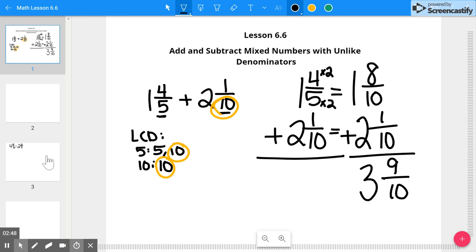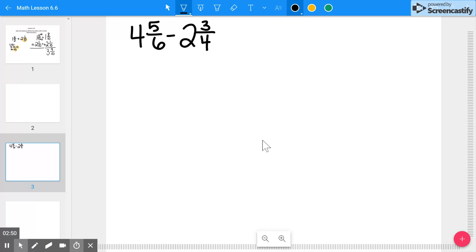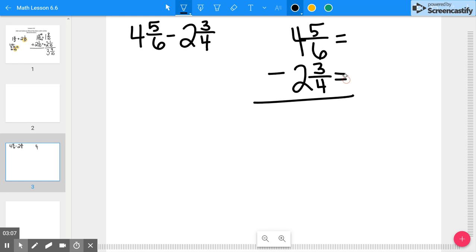Let's look at a subtraction of mixed numbers. The problem I have here is 4 5/6 minus 2 3/4. So I'm going to first rewrite this up and down vertically. 4 5/6 minus 2 3/4. And I know that I'm going to need to find a common denominator because I have 6 and I have 4, and I can't subtract those two. So I'm going to find the LCD, the least common denominator, for 6 and for 4.